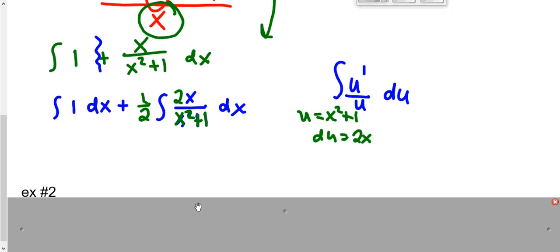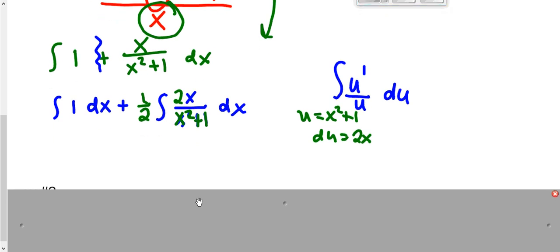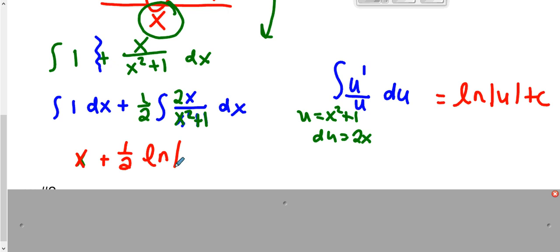So now we can integrate this. When you integrate 1, it's just x. Plus, integrate, we have 1/2. U prime over U gives you the ln of the absolute value of U plus C. So this will be the ln of the absolute value of what's on the bottom, x squared plus 1. This is indefinite, so you need a plus C.